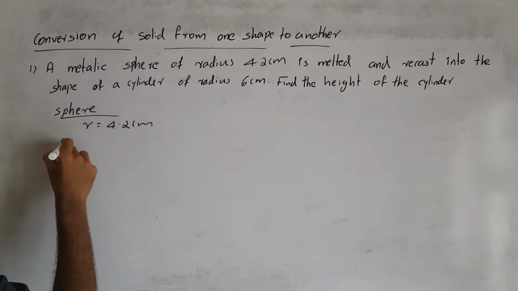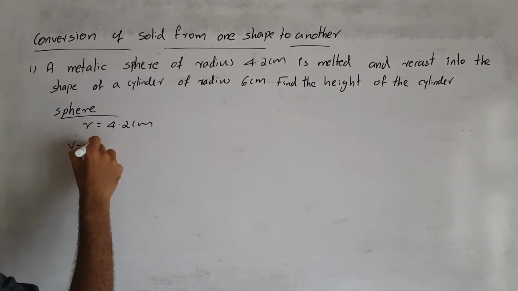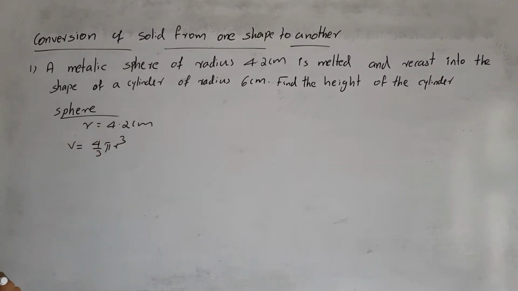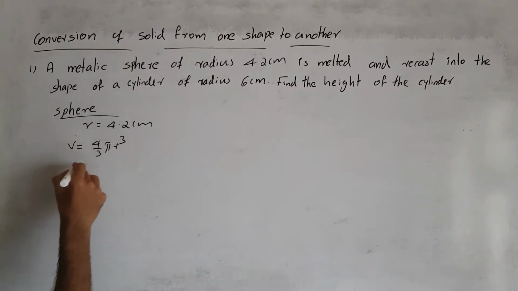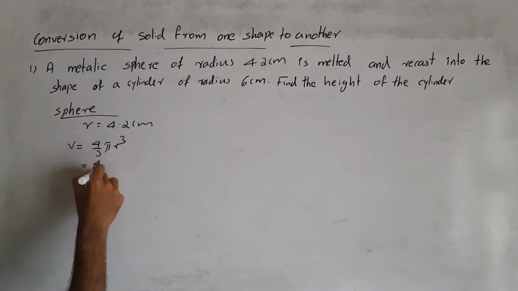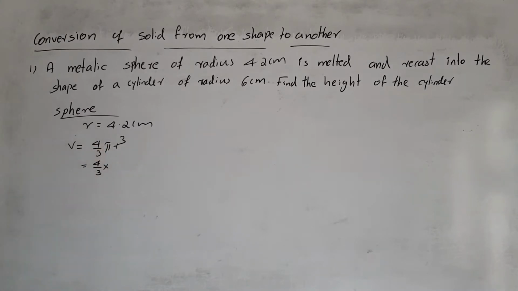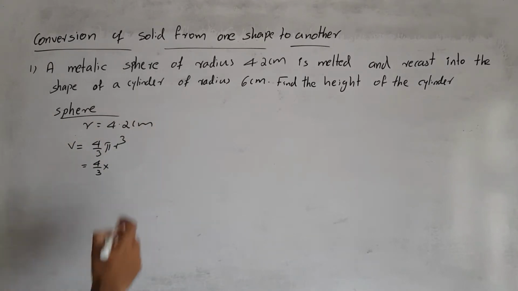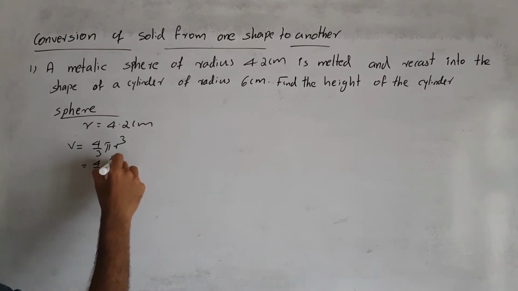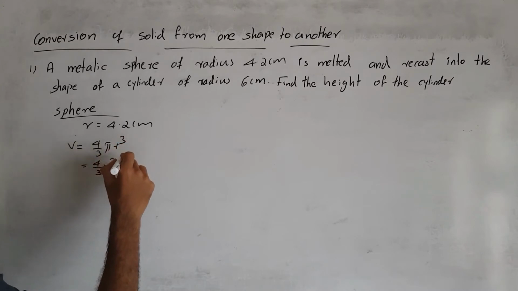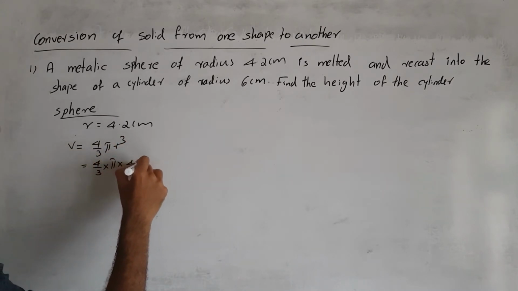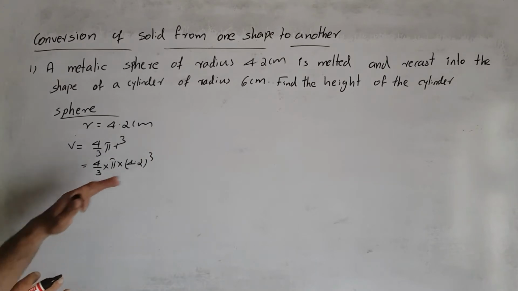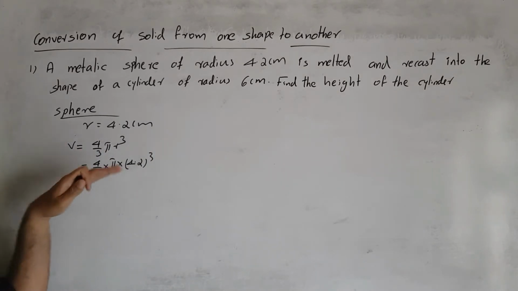Then what is the volume of sphere? Volume is equal to 4 by 3 pi r cube. Then it is equal to 4 by 3 into pi. We will not substitute the pi value because both equations have pi. Then pi into r, where r is 4.2, correct. Then 4.2 whole cube. Now we are not expanding this one. We are not multiplying this.